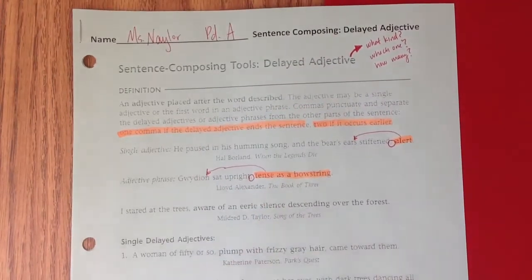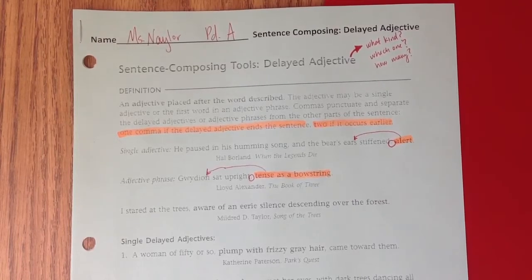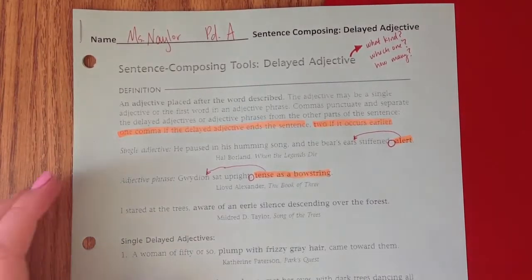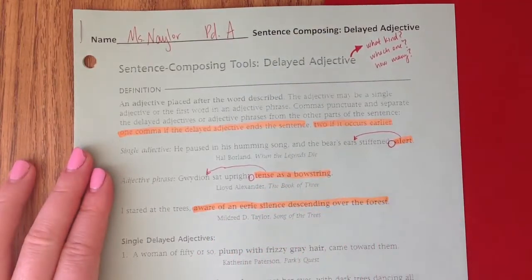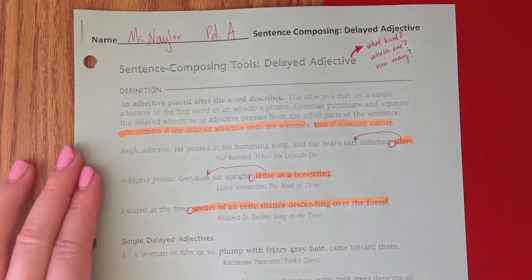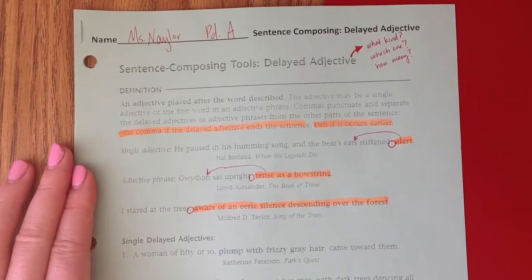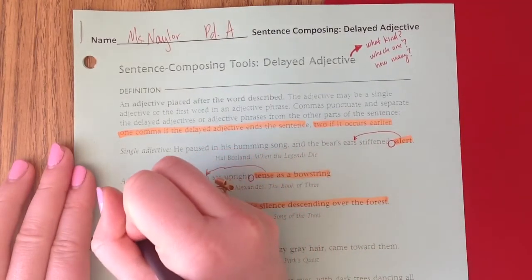Gideon, yes. I stared at the trees, aware of an eerie silence descending over the forest. Ooh, kind of creepy, right? Let's highlight that adjective phrase. It's at the end of the sentence, so it only gets 1 comma. And I'm going to draw an arrow. Who was aware of an eerie silence descending over the forest? Which person, right? Why, I was.